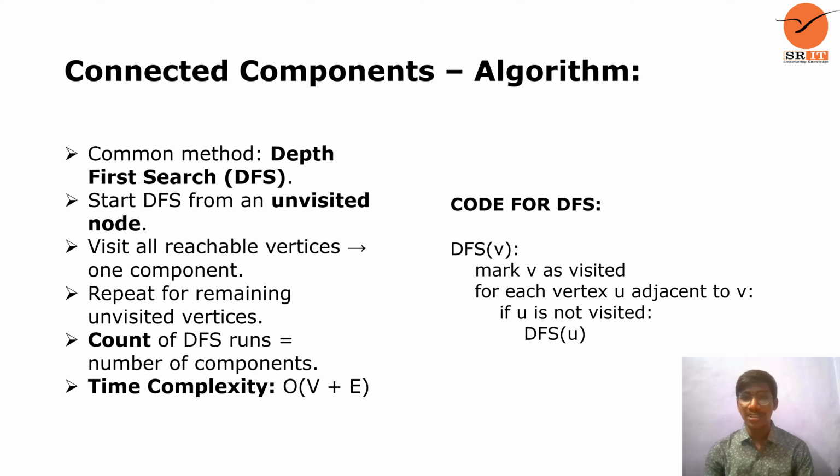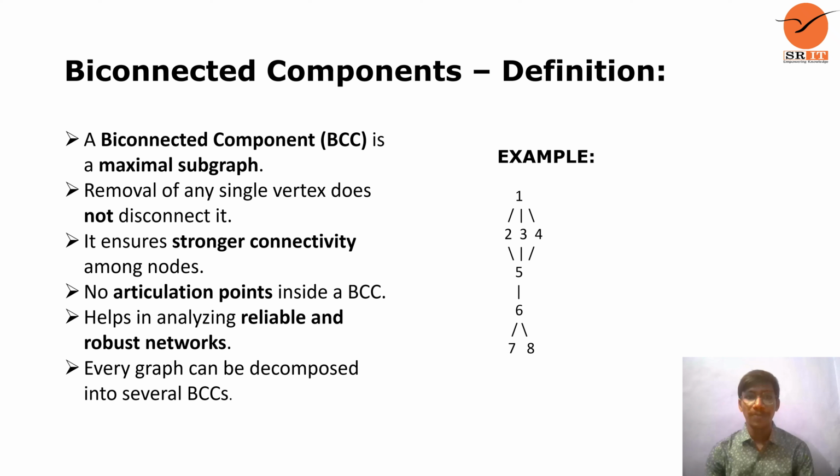Code for DFS is DFS of V. Mark V as visited. For each vertex U adjacent to V, if U is not visited, call DFS of U.